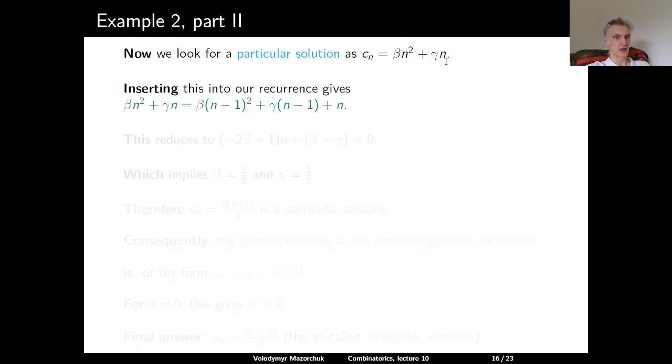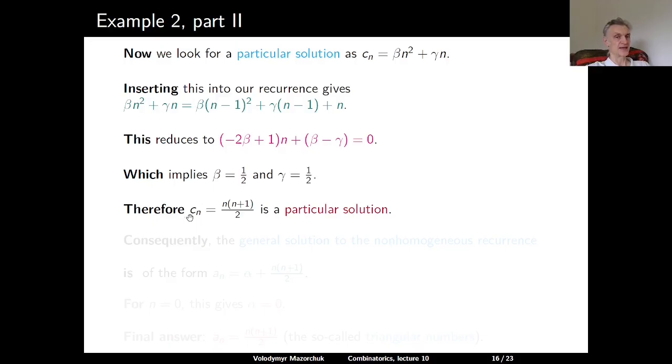If we insert this into our recurrence, we get beta n squared plus gamma n is equal to beta (n minus 1) squared plus gamma (n minus 1) plus n. And this reduces to (minus 2 beta plus 1) times n plus beta minus gamma is equal to 0, which we can solve, and we get that beta is equal to 1/2 and gamma is equal to 1/2. Therefore, c_n, which is equal to n times (n plus 1) divided by 2, is a particular solution to our recurrence.